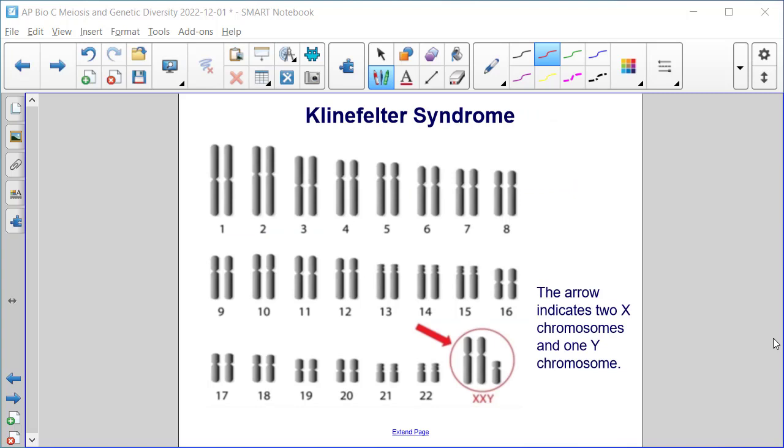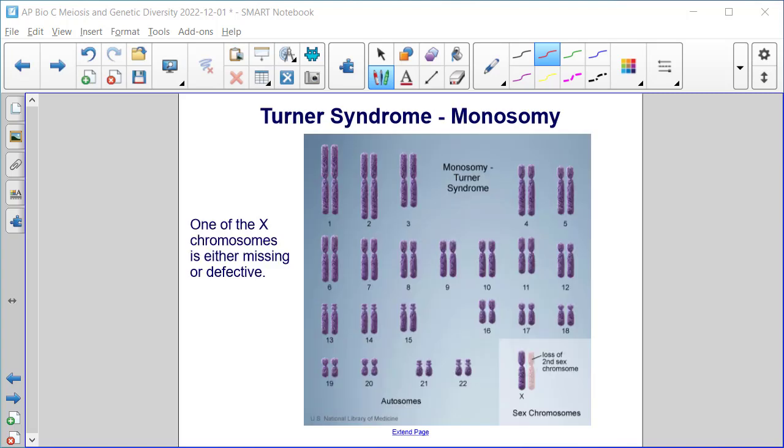In a karyotype of the chromosomes of an individual with Klinefelter syndrome, you can see that there are 2 X chromosomes and 1 Y. Turner syndrome is an example of monosomy, where we have the loss of the second sex chromosome, where one of the X chromosomes is either missing or defective.